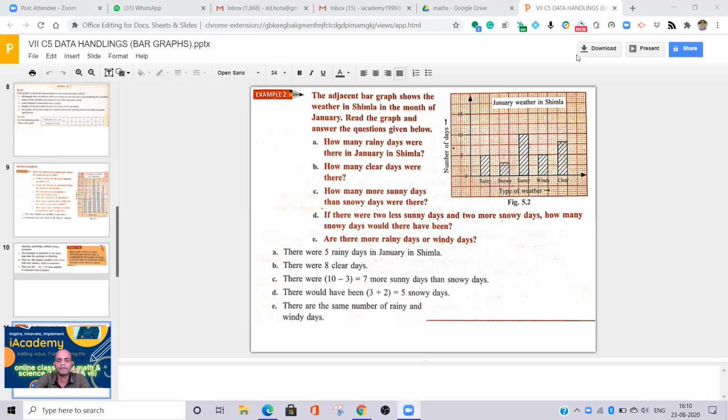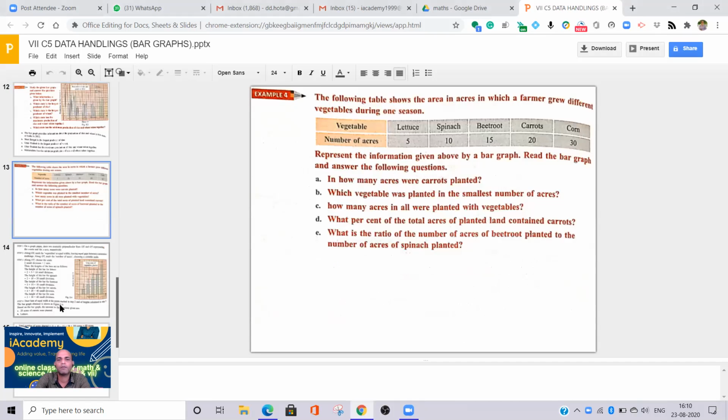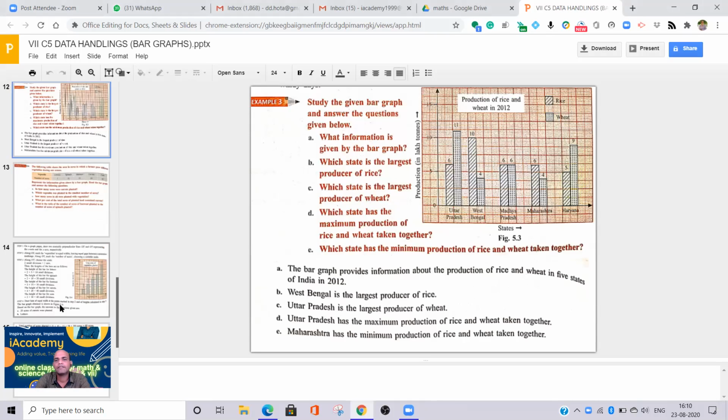Good, very good. Okay, now let us go for the next topic. Like this, you will get more questions over here. This is also production of rice. You see production of rice and wheat. In this topic, you can see the production of rice and wheat, on one thing over here, that is in 2012. In Uttar Pradesh, you see rice is for this bar.